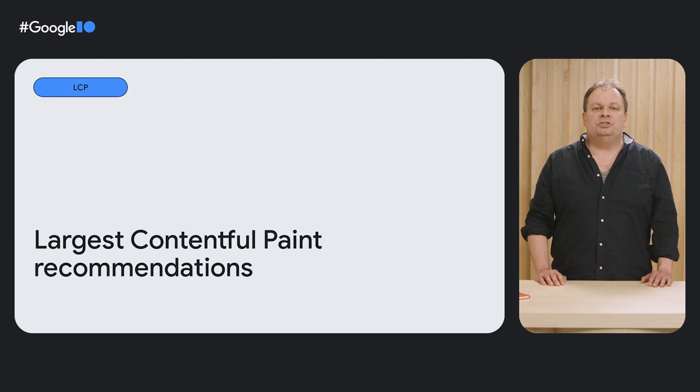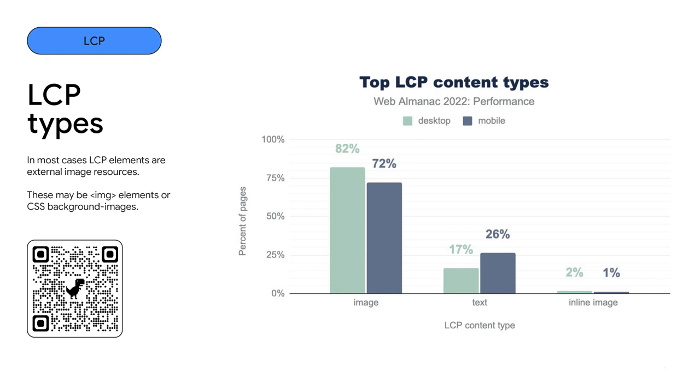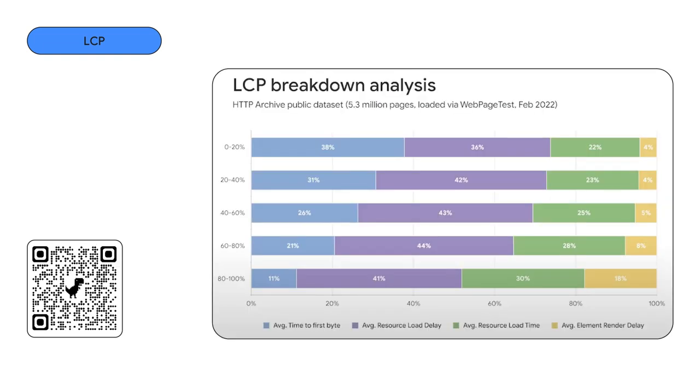LCP is the time it takes to show the users the biggest piece of content. That's typically a hero image or a headline. LCP is the metric that most sites tend to struggle with, with fewer sites passing this Core Web Vital compared to CLS or FID. In most cases, 70 to 80% of websites, these are image resources that need to be discovered and downloaded. At last year's Google I/O, we showed that the actual download time often wasn't the biggest delay for images, and our analysis this year has further confirmed this.